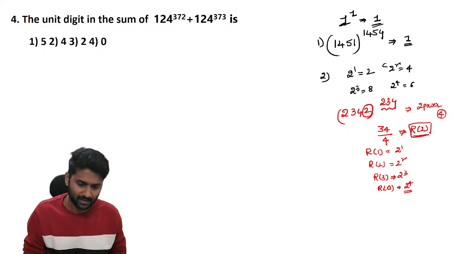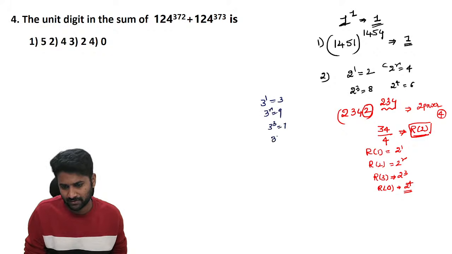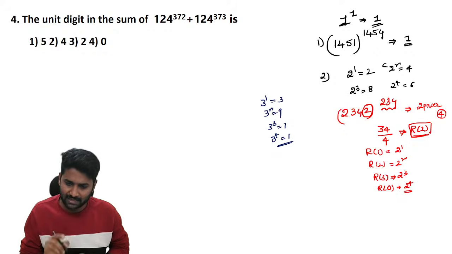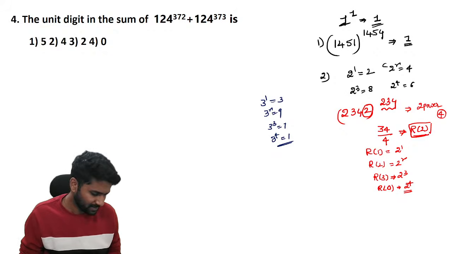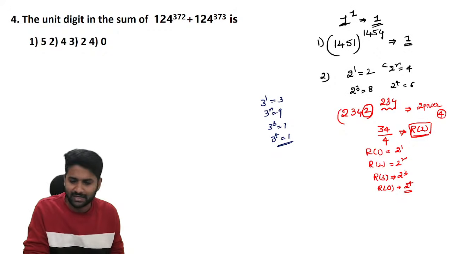Clear concept? Okay, let's take the 3 power cycle. 3 power 1 is equal to 3. 3 square is equal to 9. 3 cube is equal to 27. 3 power 4 is equal to 81. If a cycle ends with units place 1, then the above values are always repeated. Again, 4 values are repeated in the 3 power cycle.